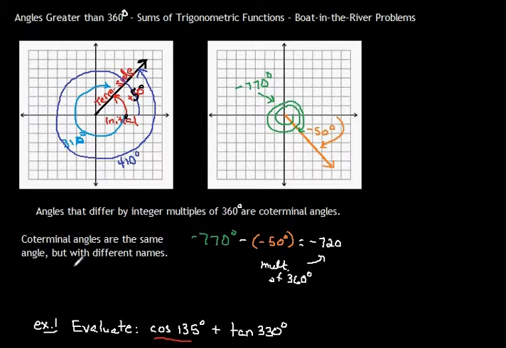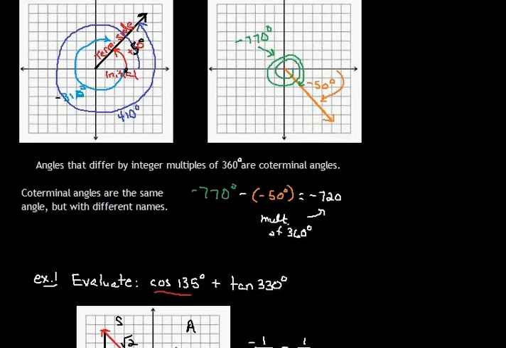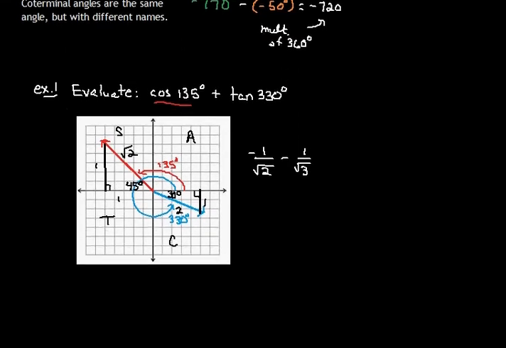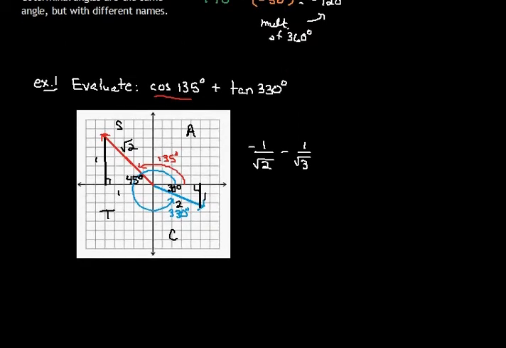Coterminal angles are the same angle but with different names. So 50 and 310 are the same angle, but they have different names. This is negative 310. Okay, let's move on to do some problems. This one is evaluate the cosine of 135 degrees plus the tangent of 330 degrees.